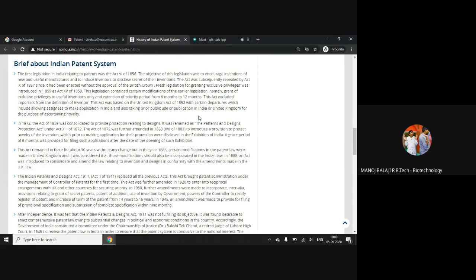This law contained some changes to the previous law, such as granting exclusive benefits only for useful inventions and extending the priority period from 6 months to 12 months. This law was based on the United Kingdom Act of 1852, with some exceptions, which allows the applicants to apply in India and take public use or publication in India or the United Kingdom for the purpose of protecting innovations.